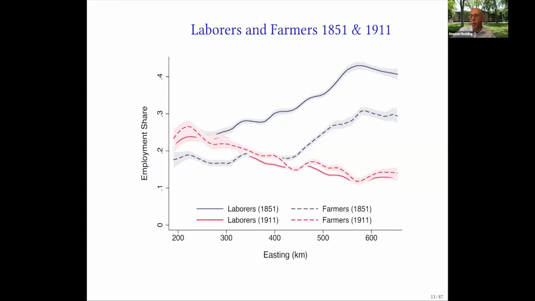That's because arable farming is more labor intensive. Between 1851 and 1911, you see a large-scale decline in the share of farmers and agricultural laborers in employment that is particularly marked in the eastern counties, consistent with the grain invasion hitting arable farming in the eastern counties much more severely than pastoral farming in the western counties.